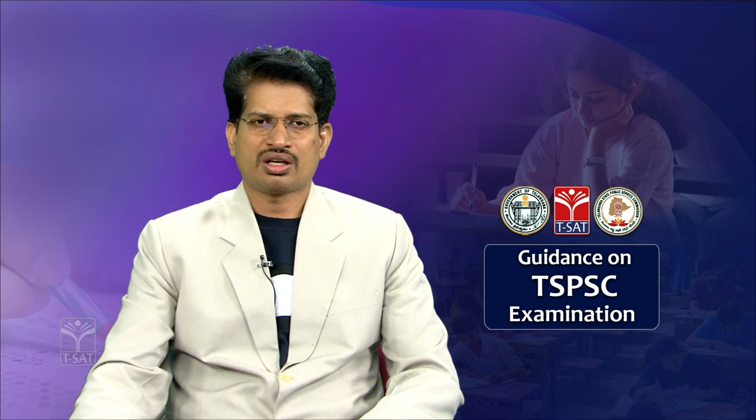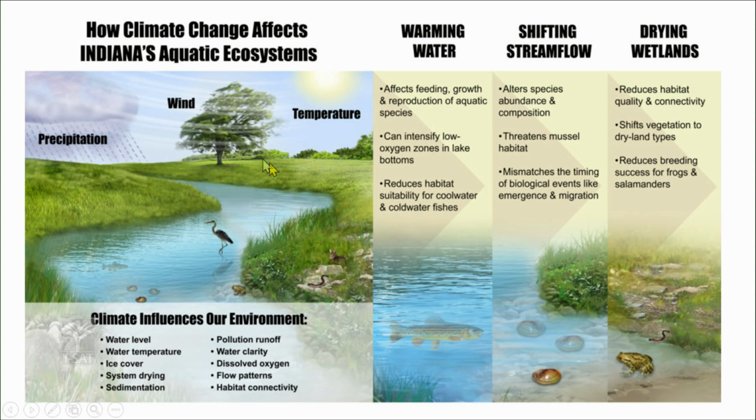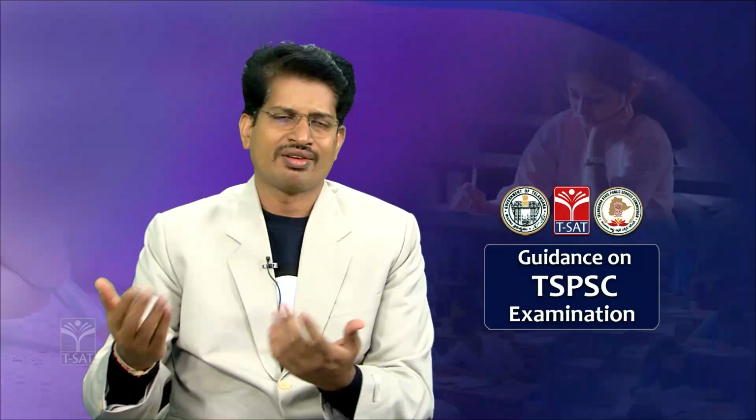So, what are the consequences being experienced in India because of improper exploitation of resources? Climate influences our environment. For example, water level. When the amount of water being precipitated is decreasing, the amount of life which can sustain decreases, because the more the amount of water, the more is the life. Less the amount of water, less is the life.